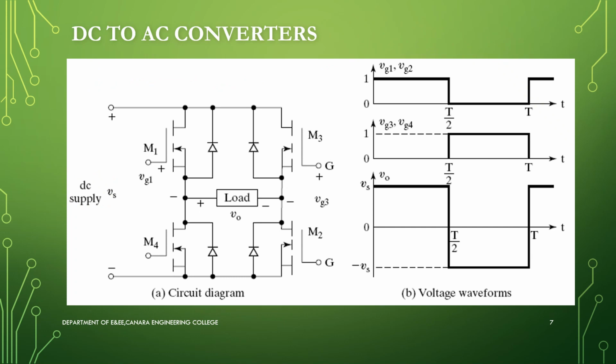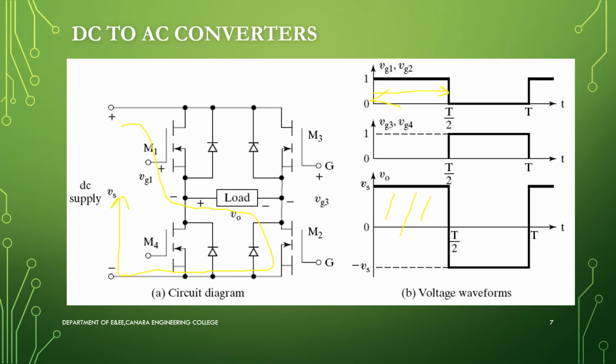So when we apply the gate signal for M1 and M2, the current flows in this direction. That's why we have this polarity as plus and minus. So that potential, that polarity, is treated as positive.